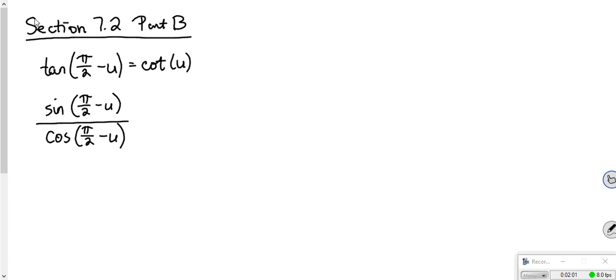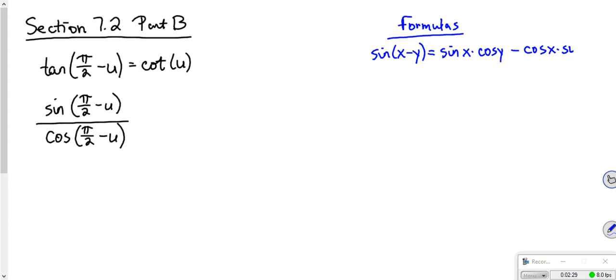Now, if we're going to be using the sum and difference formulas, we need to remind ourselves what those are. Okay, so let me write those up here so we can reference back to them. Let's first talk about the sine. Sine of x minus y, we're only using the difference ones here, so that's all the ones I'm going to write, is sine x cosine y minus cosine x times sine y. Okay, so sine x cosine y minus cosine x sine y.